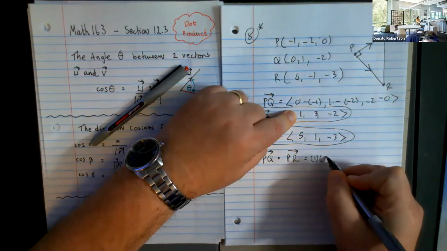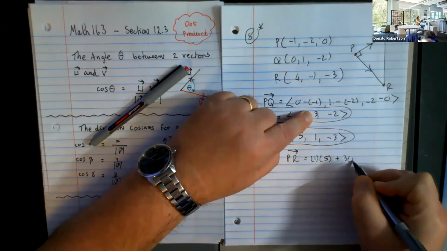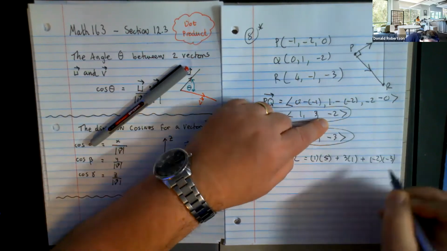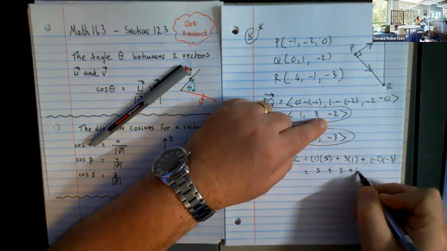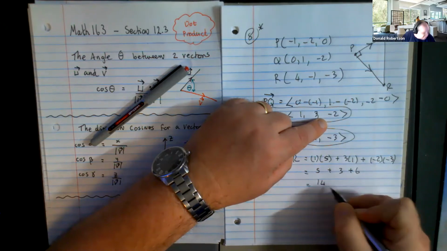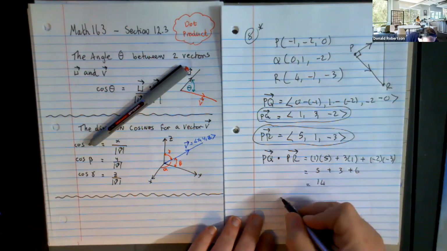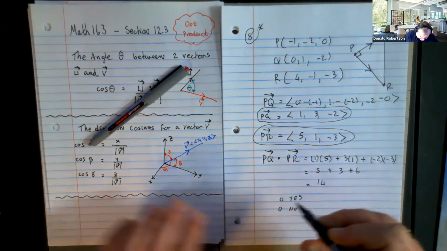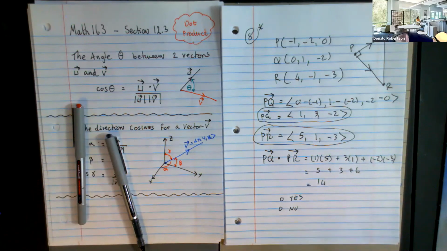So 1 times 5, add 3 times 1, add -2 times -3. In this case, I get 5, add 3, add 6. I get 14. And so it is not right angled. And you have only 2 choices here. But don't we have to try all 3? Because it doesn't give us a specific point.